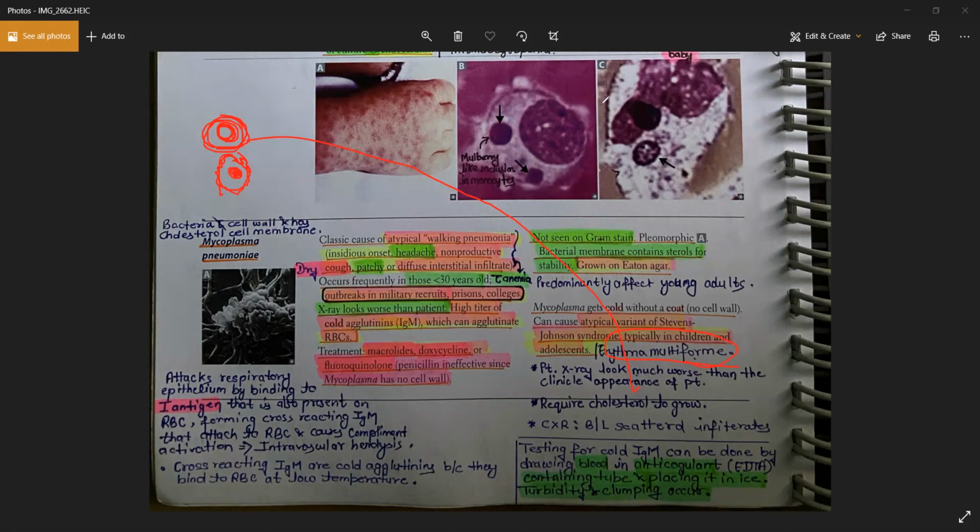Okay, the age groups you need to remember: it must be a patient from college or from a dorm, or might be a military worker, or might be a patient from prison. And then you need to remember about the cold agglutinin. Because of the I antigen, there is cross-reactivity. The IgM reacts against the RBC, causing hemolysis. And when you put the tube with the patient sample in ice packs, what you will see is clumping or turbidity. And that's how you know the patient has cold agglutination. Okay. And for drugs, because you cannot give penicillins, you need to give the patient macrolides, doxycyclines, or fluoroquinolones. Any doubt?